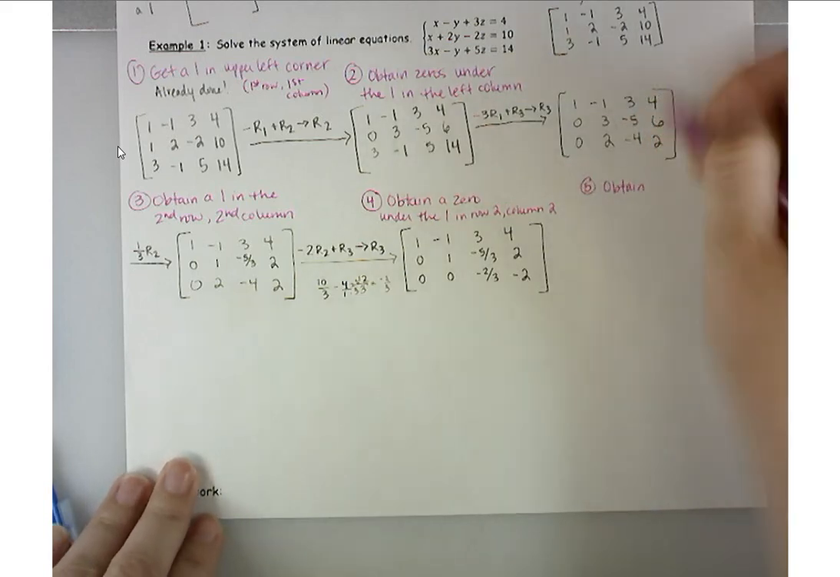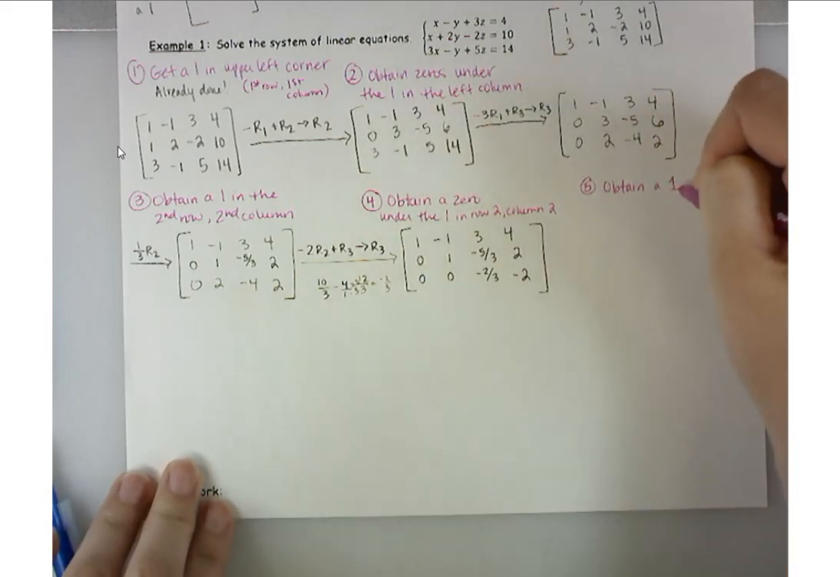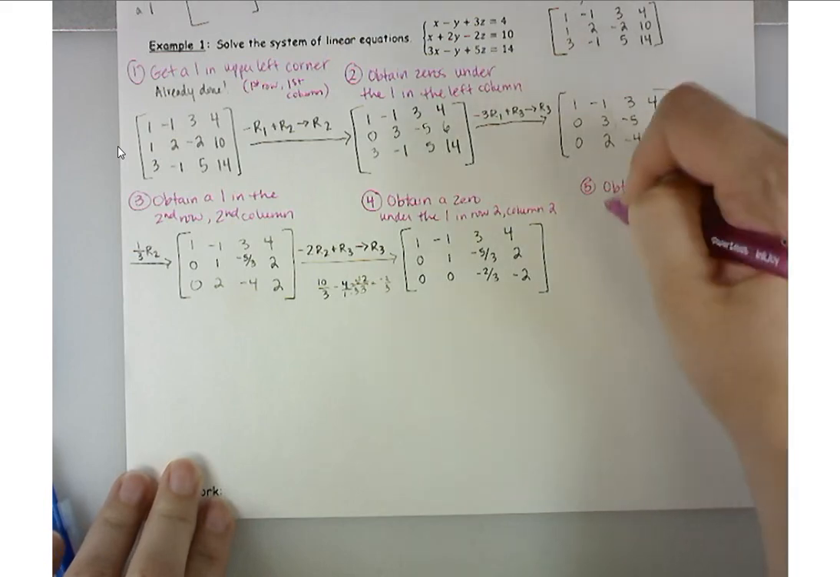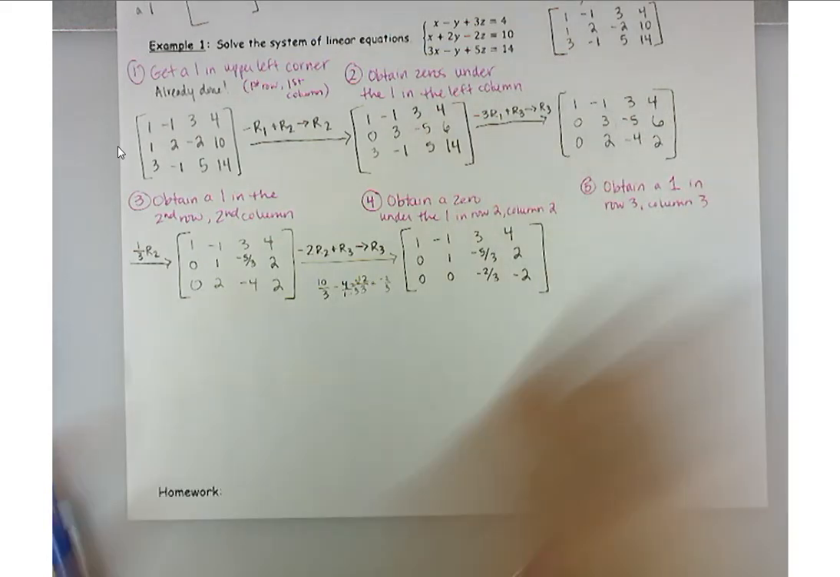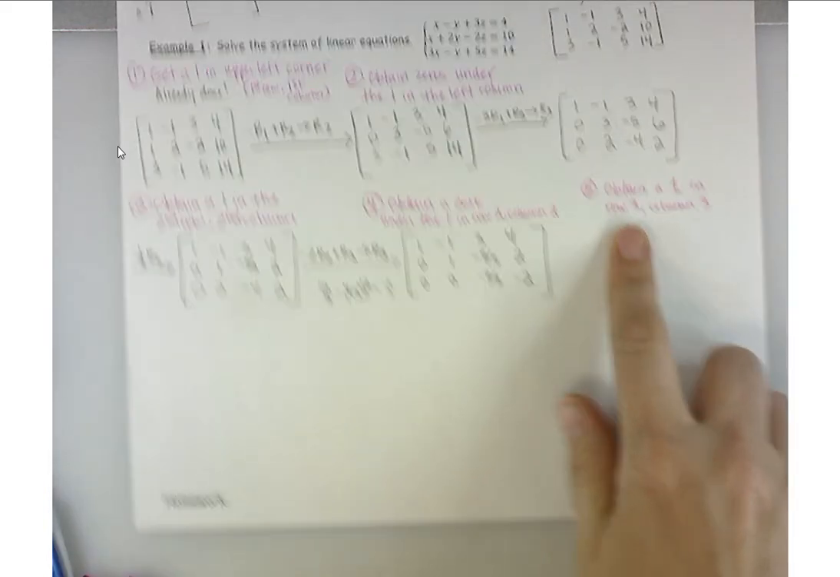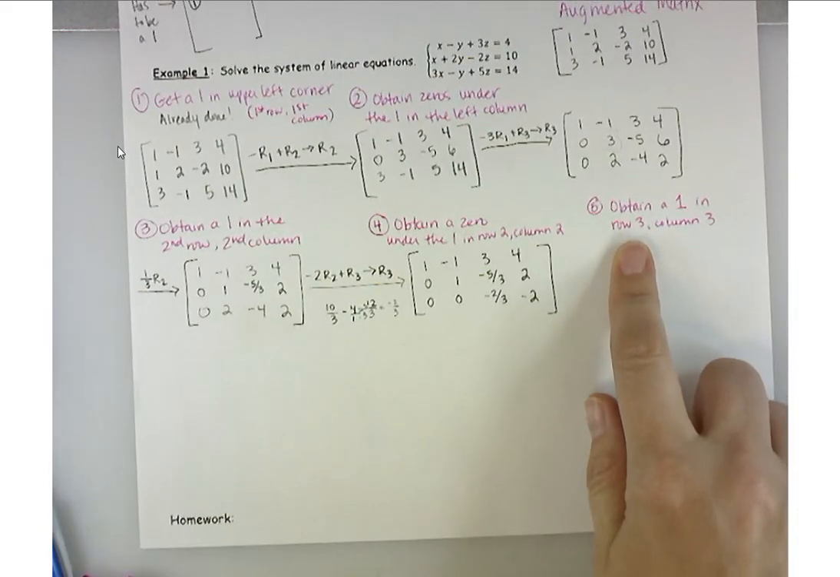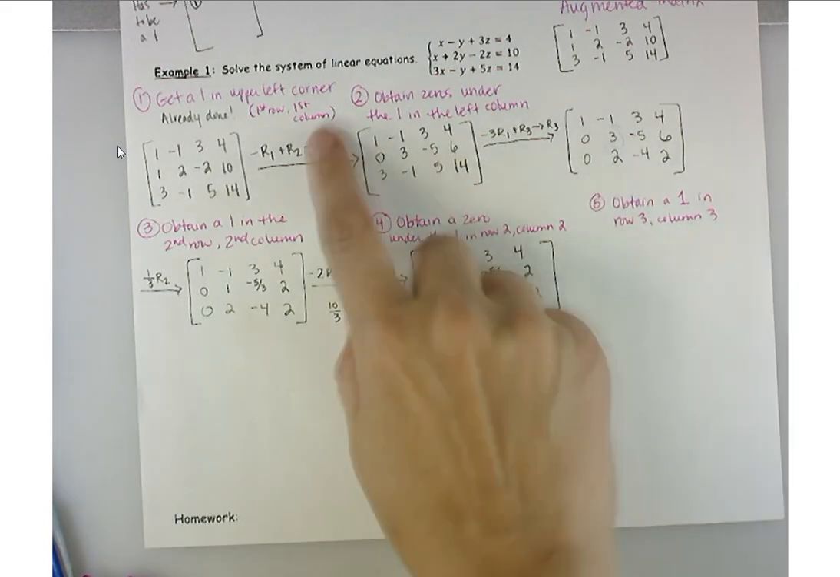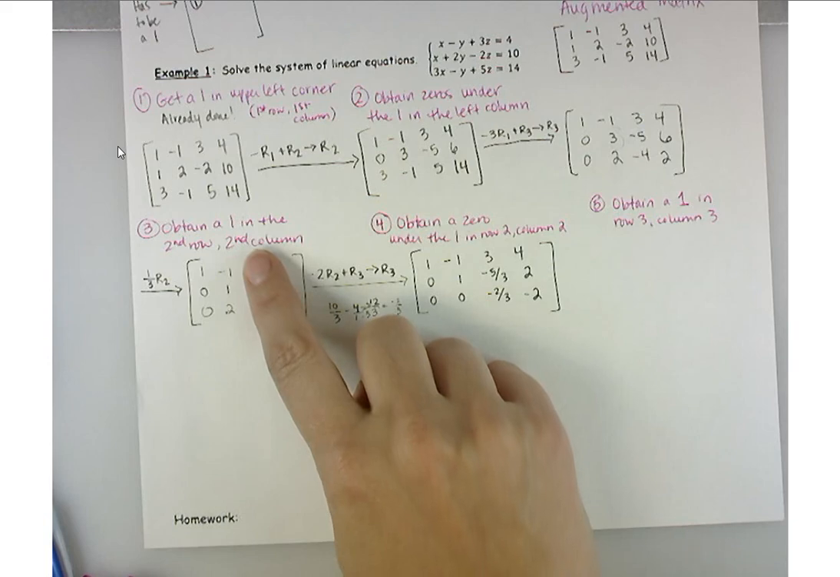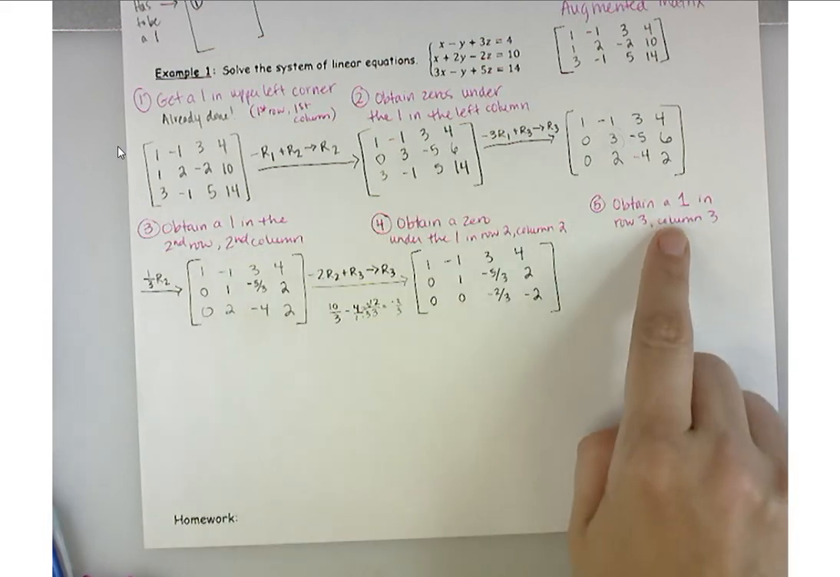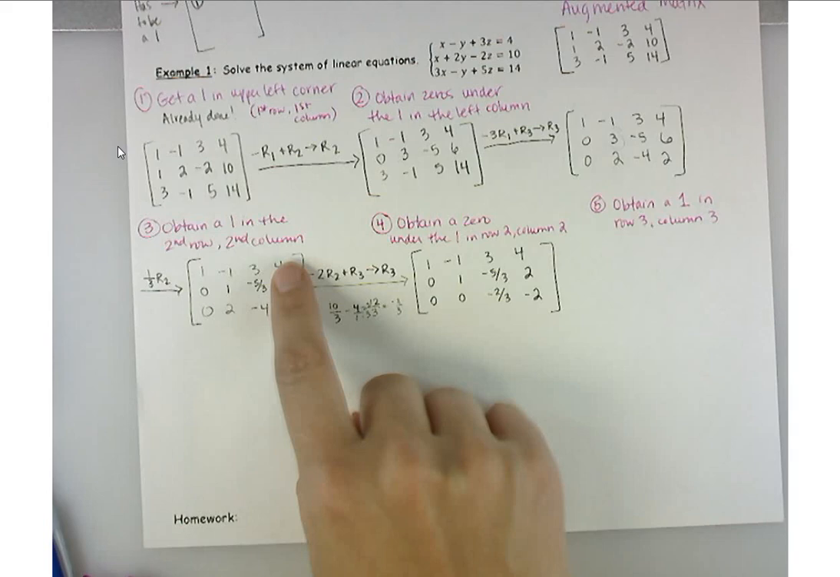Good, so obtain a 1 in row 3, column 3. Notice whenever you're obtaining a 1, where the 1s are going to go. So this one was in row 1, column 1. The next one was in what? Row 2, column 2, and this was row 3, column 3. So 1, 1, 2, 2, 3, 3.